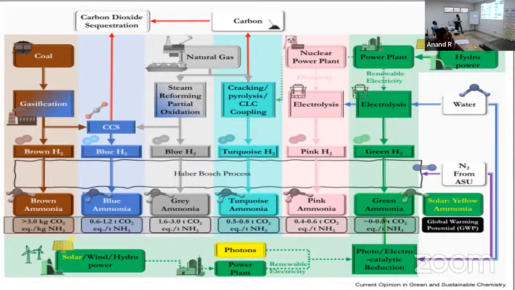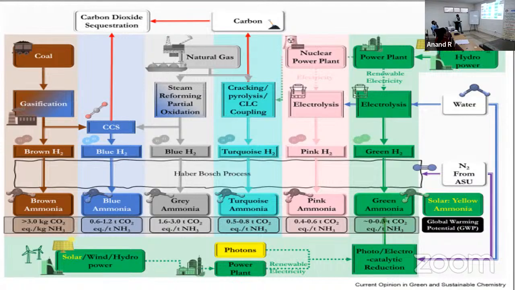Then if you are using energy from a nuclear power plant to produce the hydrogen, it's called pink hydrogen. So here there are various ways of producing hydrogen and various ways of producing ammonia. If you are using coal, it's called brown. If you are using the same fuel with CCS, carbon capturing system, it's called blue hydrogen. If you are using natural gas with a carbon capturing system, it's called blue hydrogen and grey ammonia. If you are using the same natural gas with a different reactor system, the hydrogen that comes out is called Turkish hydrogen and the ammonia coming out is Turkish ammonia.